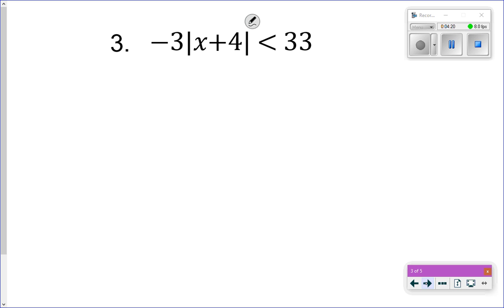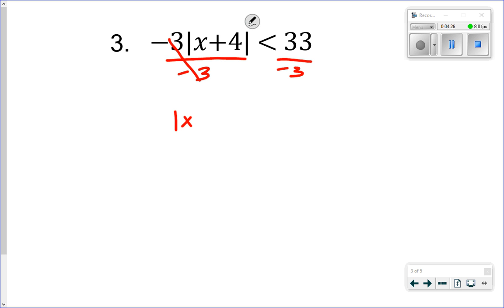Division. Okay, so I'm going to divide by negative 3 on both sides. So on the left, I'm left with the absolute value of x plus 4. Remember, when you divide by a negative sign, you have to flip the inequality sign. And 33 divided by negative 3 is negative 11. So now I've got absolute value greater than a negative number. So I feel like that might be something we talked about.